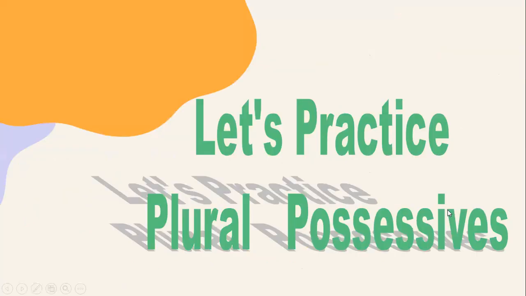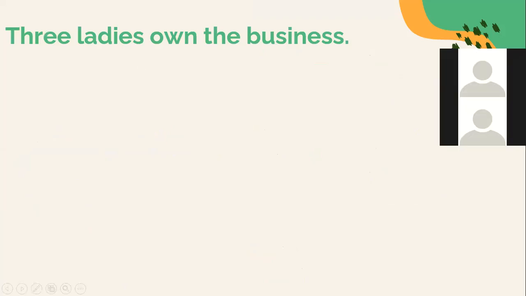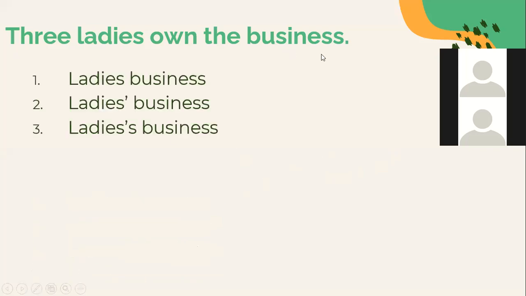Let's practice the regular plurals. I'm going to help you with the first one. For example, the ladies own the business. Ladies are the owners, so I have to start with ladies. They own the business, so I have to say the ladies' business. But ladies is already a regular plural and it already has S at the end. So what should I do? Do I keep it as it is, or add an apostrophe after the S, or add an apostrophe and S? Which one is correct?